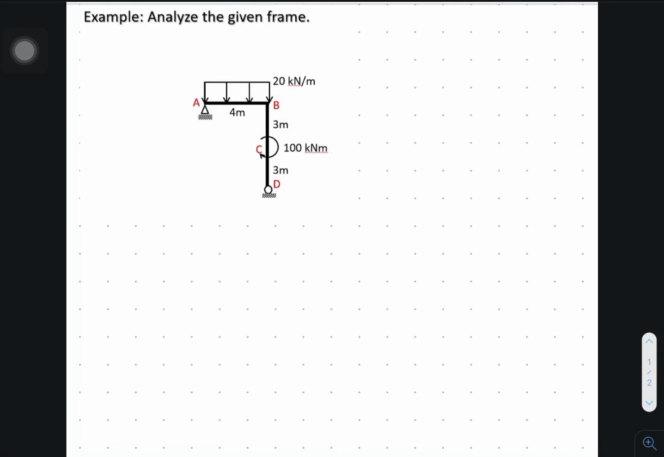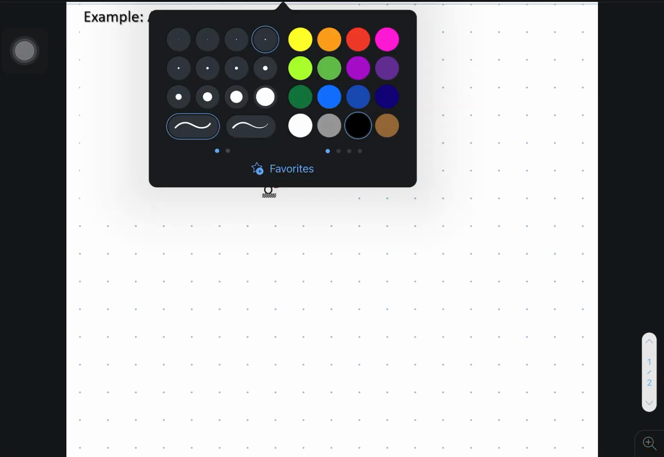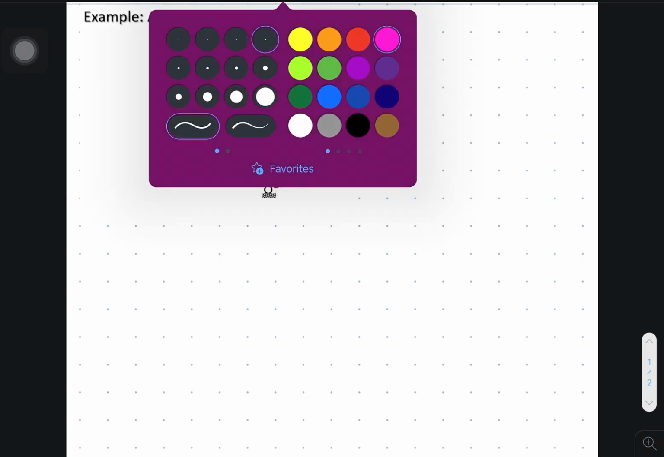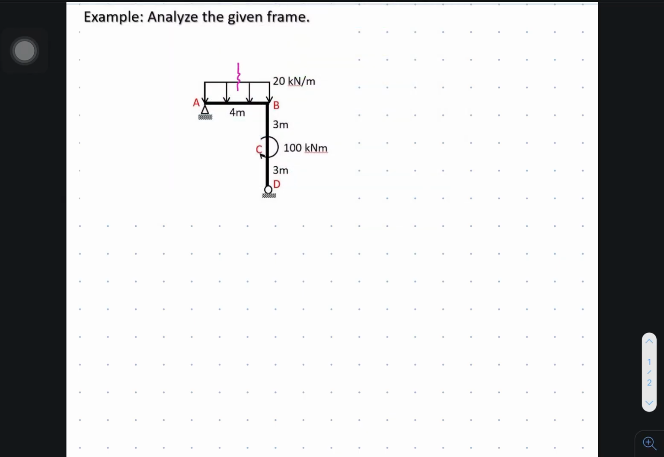Okay, let's proceed with our example. We are going to analyze the frame. So starting with resolving the resultant. Since we have a distributed load, we need to get the resultant of this rectangular load, which happens to be at the middle of the distribution. So this is 20 times 4, and this is 80 kilonewtons.